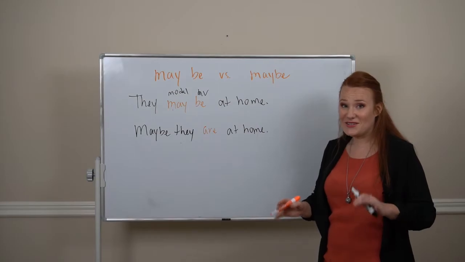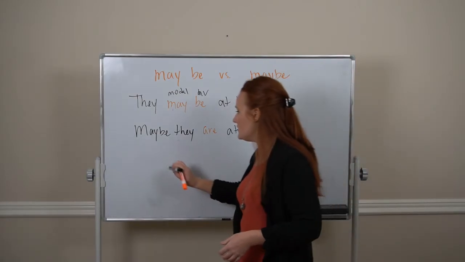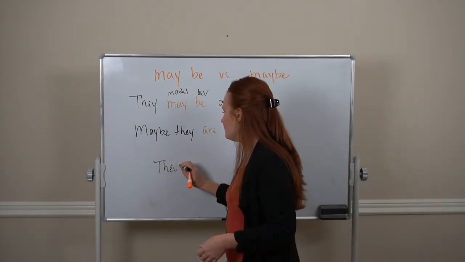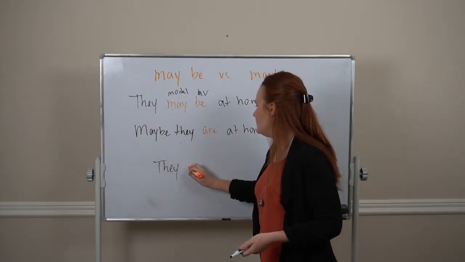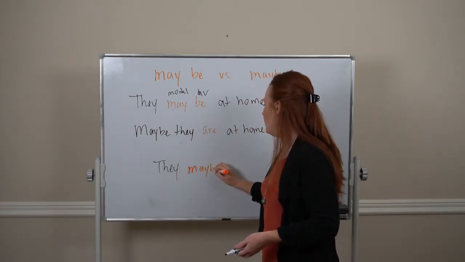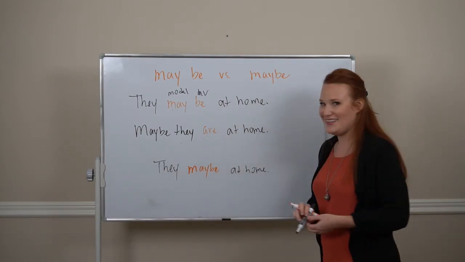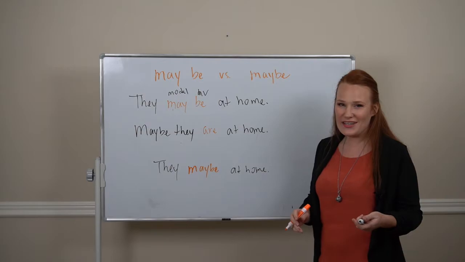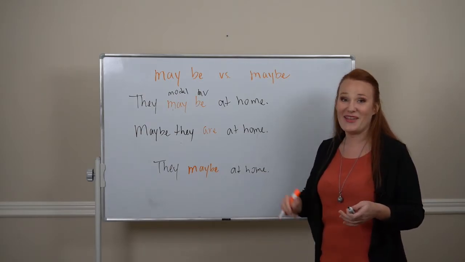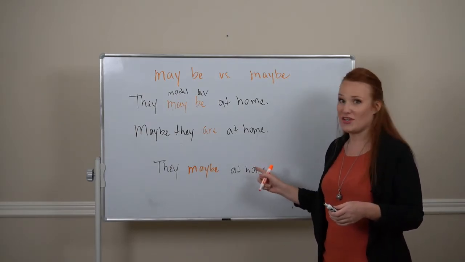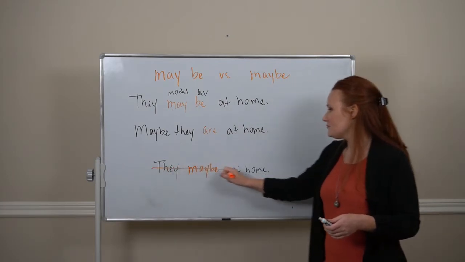So whatever you do, make sure you don't say they maybe at home. All right, this is wrong. In spoken English, it's pretty much the same. In written English though, make sure you don't say this, all right? No good.